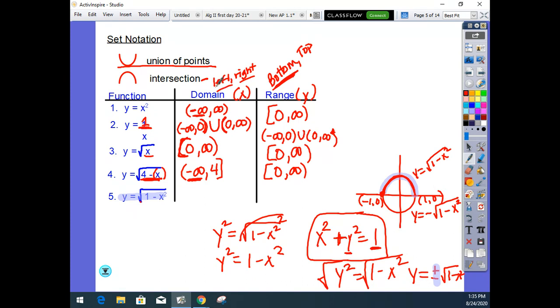So domain is left to right. What's the far left side? Negative 1, and including negative 1. How far to the right does it go? Positive 1. What's the bottom of the graph? The bottom y value is 0. How far up does it go? 1. And that's domain and range.